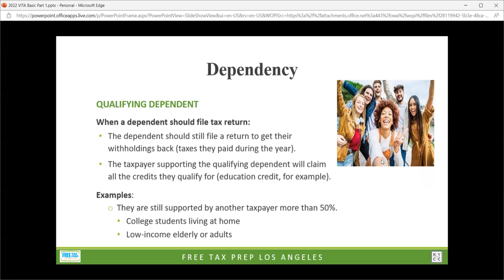The taxpayer supporting the qualifying dependent will claim all the credits they qualify for, for example, education credits. They are still supported by another taxpayer for more than 50%. Like I said before, college students living at home, low-income elderly, or adults are people who can file their tax return to get their withholdings back.